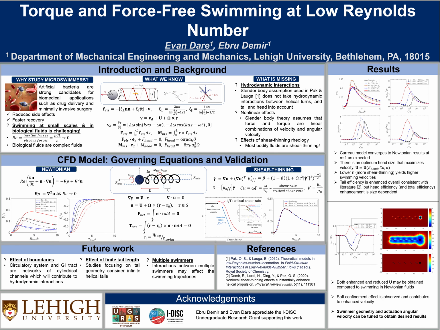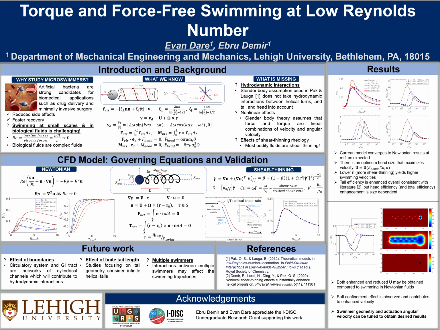Results. Our results show that for a given tail radius, there is an optimum head size that maximizes the swimming velocity both when the fluid is Newtonian and shear-thinning. Plotting the non-dimensional velocity versus the non-dimensional head size reveals that the same swimmer can swim faster or slower in a shear-thinning fluid compared to swimming in a Newtonian fluid, depending on the head size and the shear-thinning index. In other words, velocity is found to be a function of R head, Carreau number, and shear-thinning index n for a given tail radius.